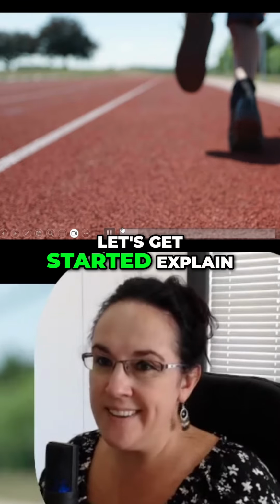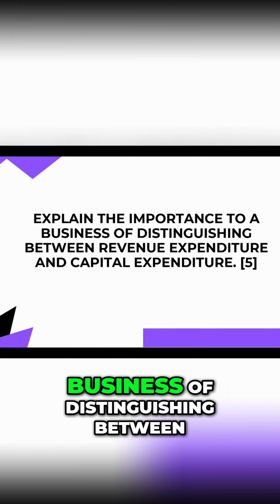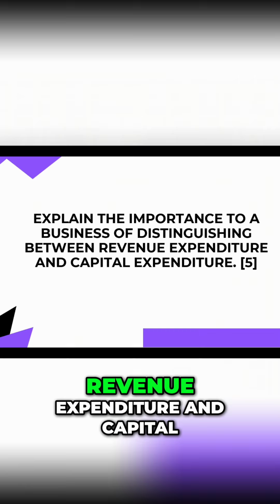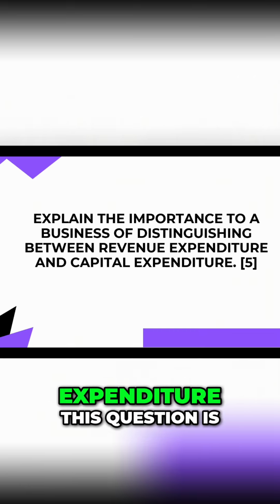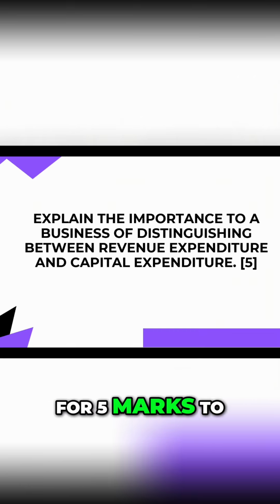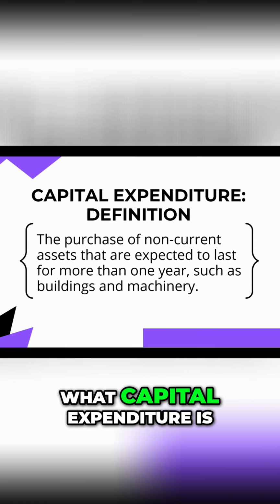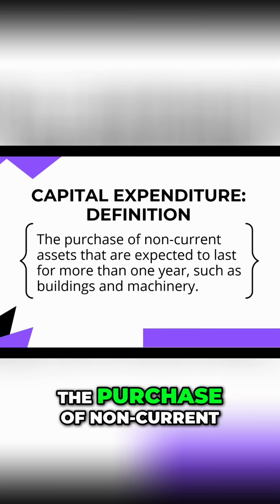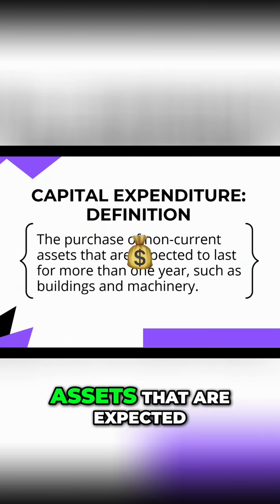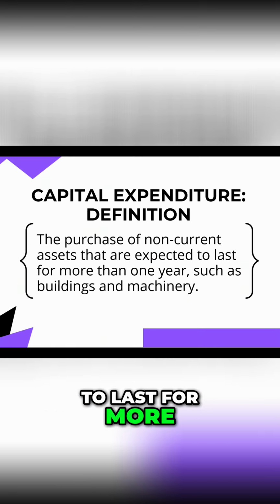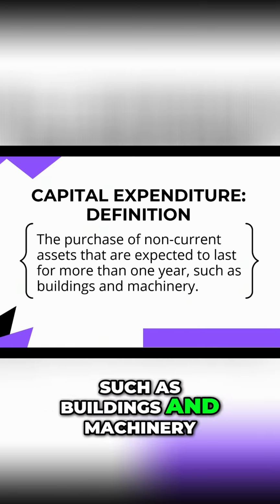Let's get started. Explain the importance to a business of distinguishing between revenue expenditure and capital expenditure. This question is for 5 marks. To start off this question, we need to define what capital expenditure is. The purchase of non-current assets that are expected to last for more than 1 year, such as buildings and machinery.